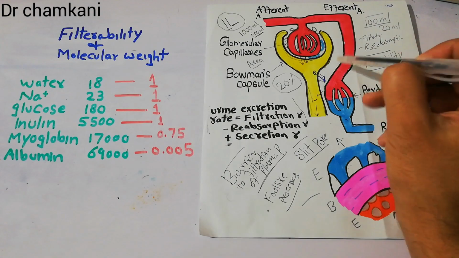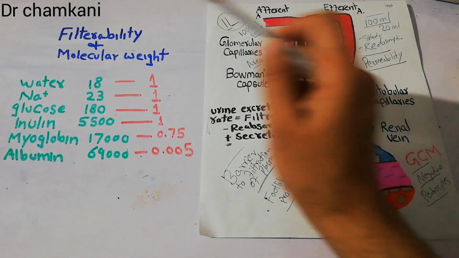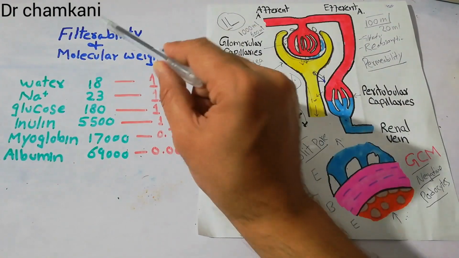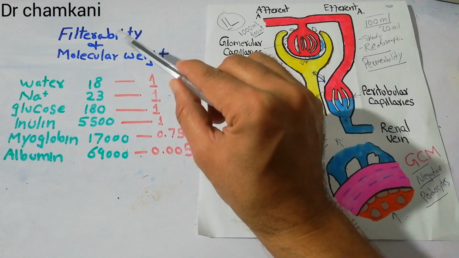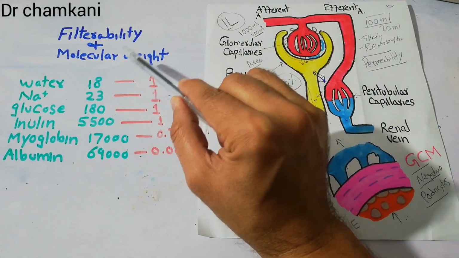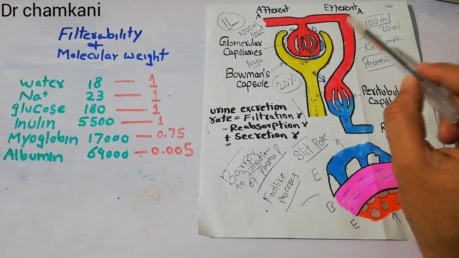Now, the first step in urine formation is filtration. And for filtration, the filterability is important. And for filterability, the molecular weight and charge of substances are important. So we are basically going to discuss the filterability in relationship to the molecular weight and its overall effect on the filtration and urine formation process.